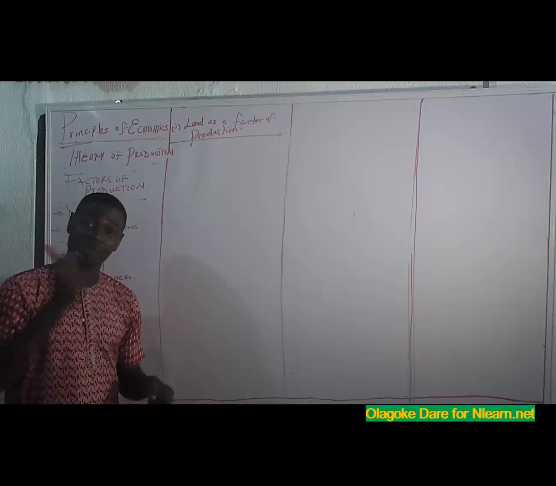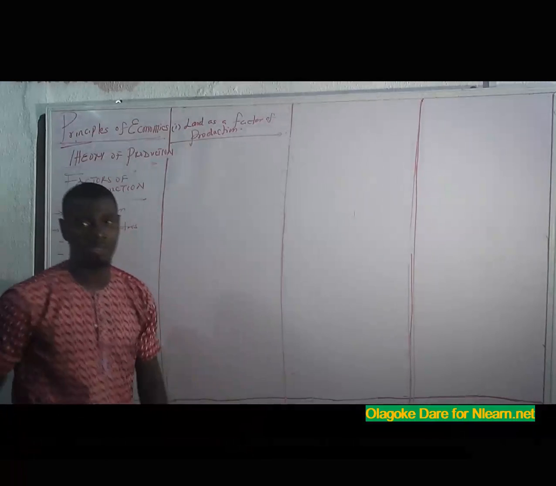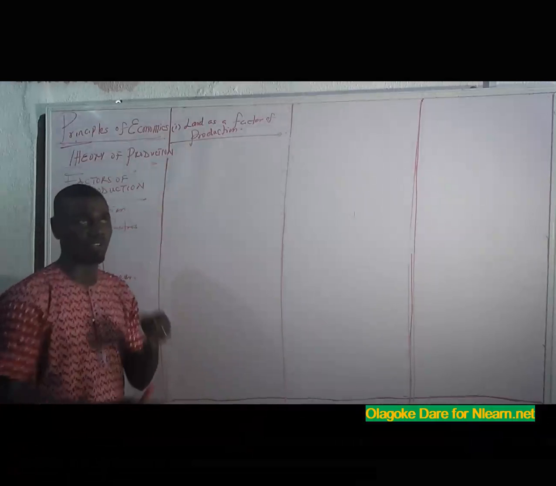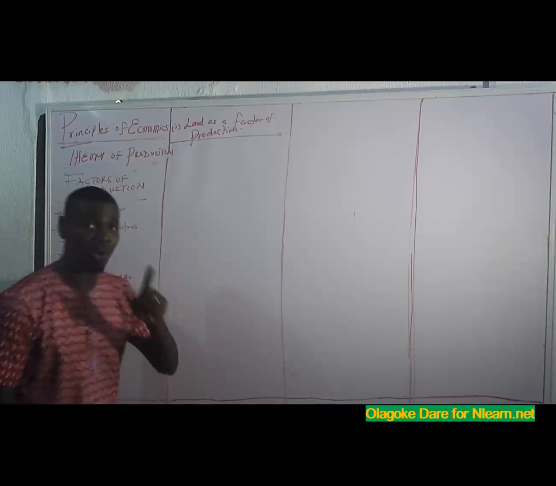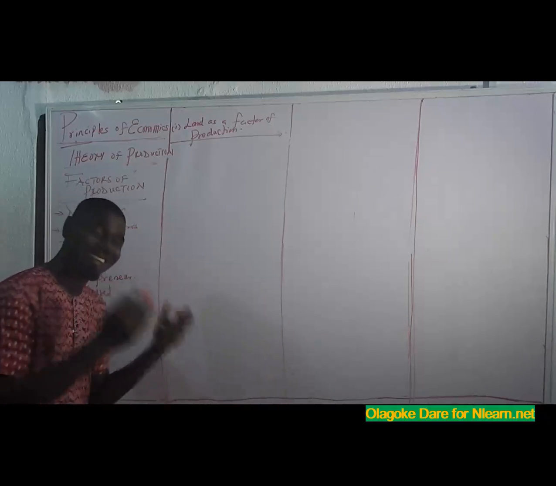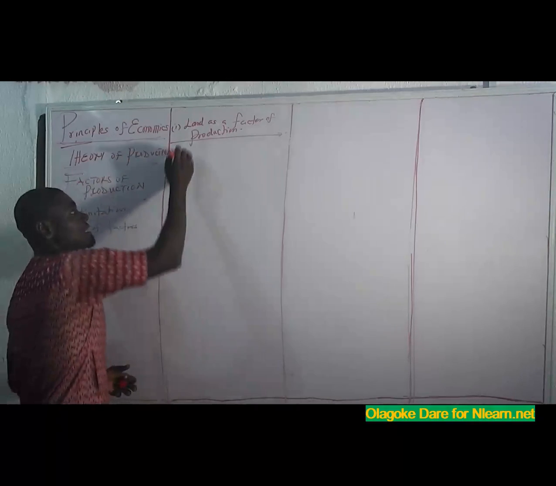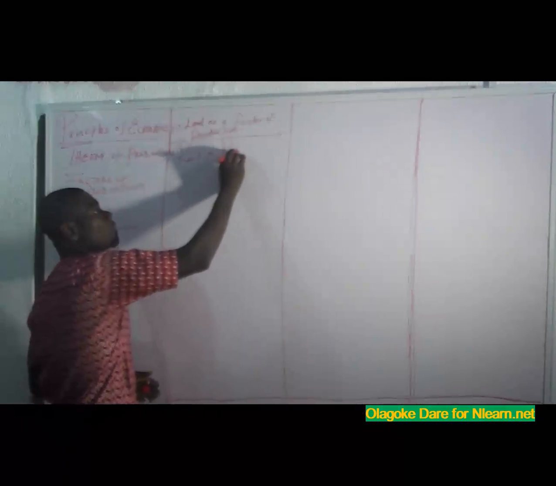So land is an important factor of production because production cannot be done in the thin air. There has to be a particular location where production will be taking place. So that place is what we call land. And the reward for land, what we use to compensate land as a factor of production, is rent or royalty.